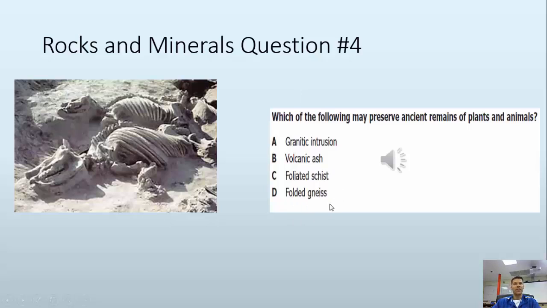Folded gneiss. That's also a very high-grade metamorphic rock, often found where mountains are colliding. So, if volcanic ash falls over the animals and buries the animals in it, you're going to find a fossil there. So, the answer is B, volcanic ash.